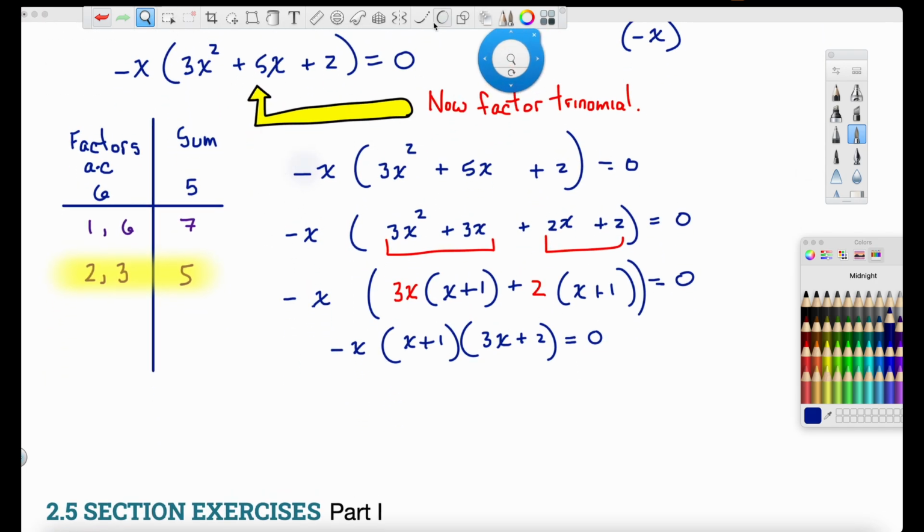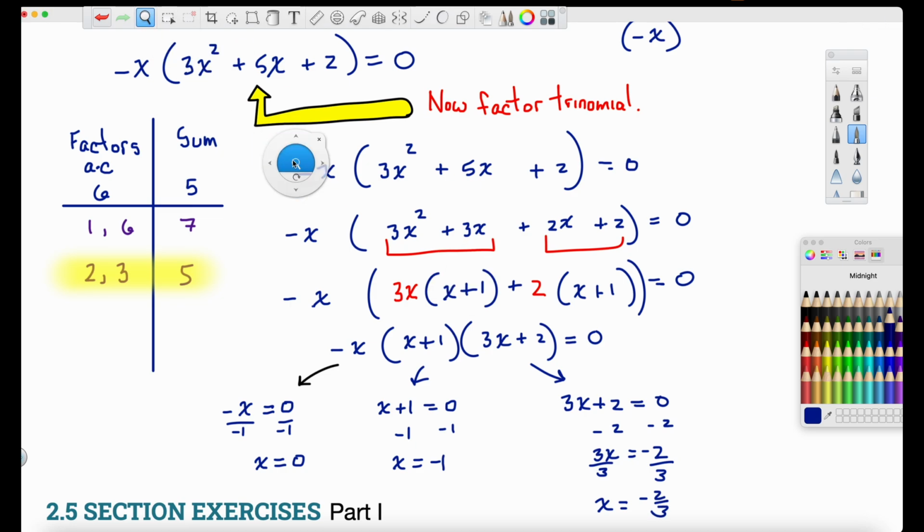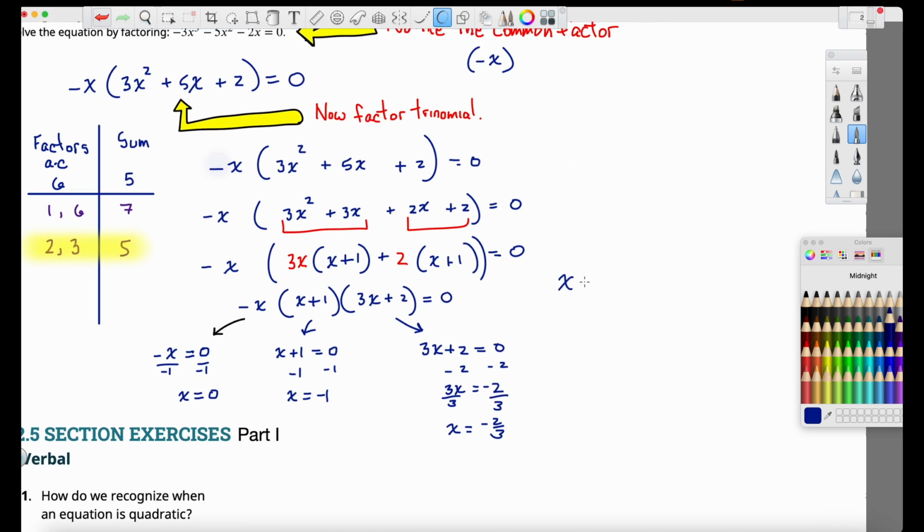We can use the zero property of multiplication now, but we have 3 factors here. So negative x could be 0. The x plus 1 part could be 0, and the 3x plus 2 part could be 0. We're going to solve each one of these. We get 0. We get negative 1. And we get negative 2/3. Okay, let me just rewrite it over here on the right. x can be 0, negative 1, and negative 2/3.